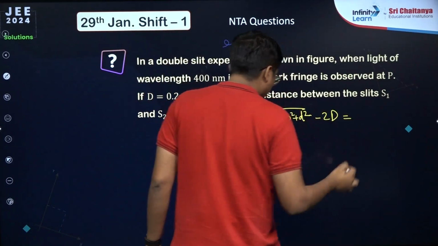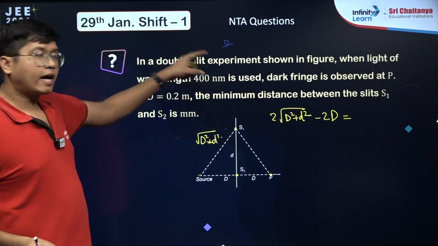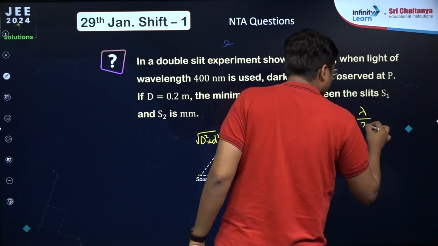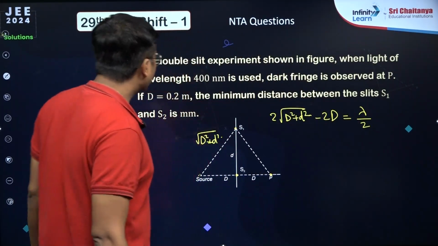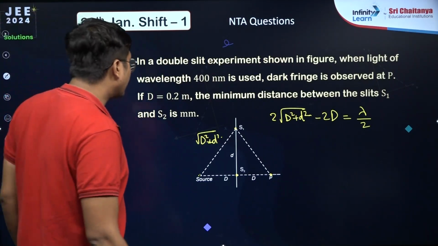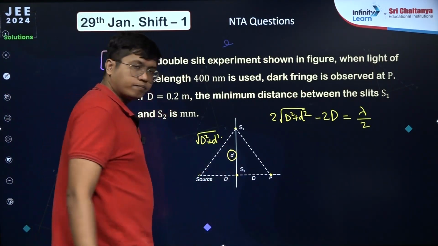That is the path difference. And for there to be a dark fringe, that path difference should be equal to lambda by 2. Now all you have to do is finally find out what the small d is from here.